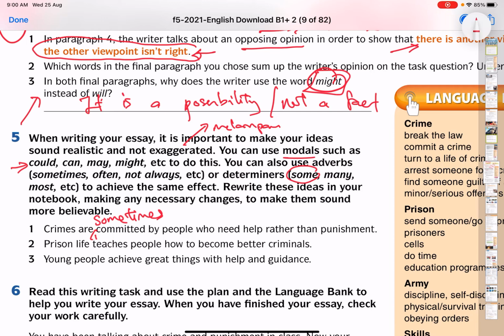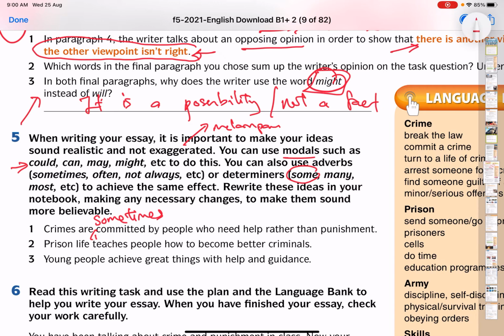Okay, so you get the idea. You see the difference between the sentence that you change and the original sentence. Original sentence kamu bagi orang kata general, terlalu umum, macam meliputi semua jenayah tu dilakukan oleh orang yang memerlukan bantuan, tapi hakikatnya kita tahu itu tak berlaku. Hanya kadang-kadang orang mencuri kerana betul-betul memerlukan. Okay.